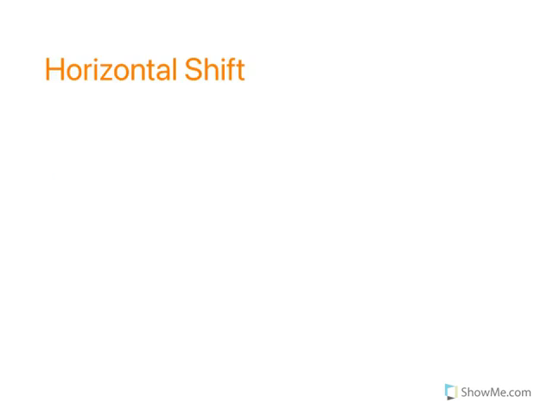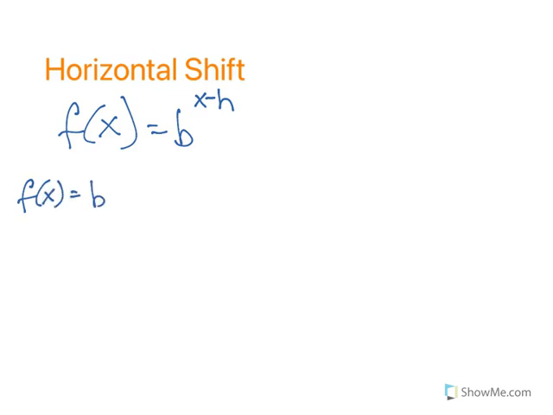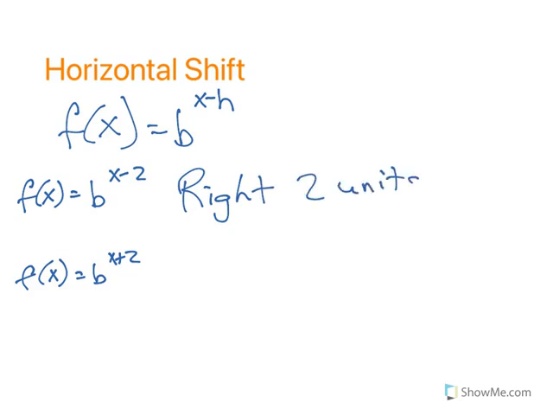Okay, horizontal shifts. So if I have f of x equals b to the x minus h, notice this is connected to the x variable. When that is the case, then we have a horizontal shift. So if I would have f of x equals b to the x minus 2, or f of x equals b to the x plus 2, well, if it's x minus 2, we are going to go right 2 units. And if it's x plus 2, I'm going to go left 2 units.